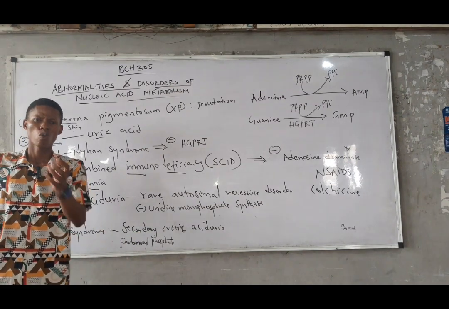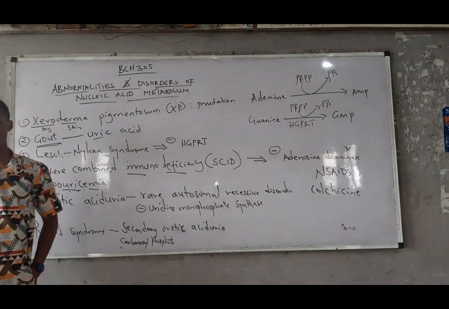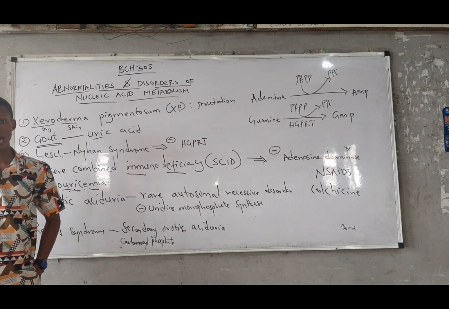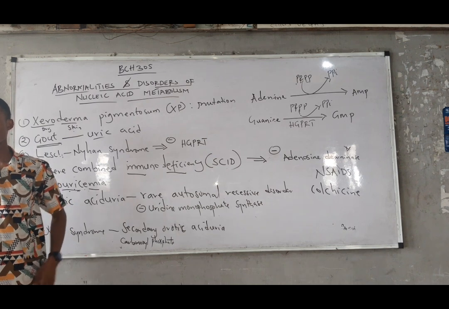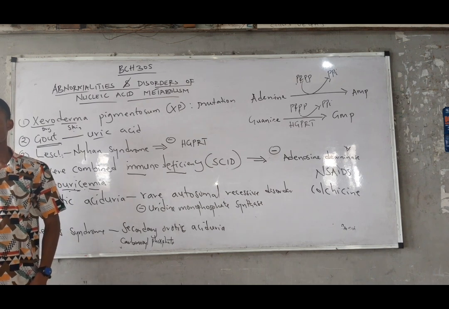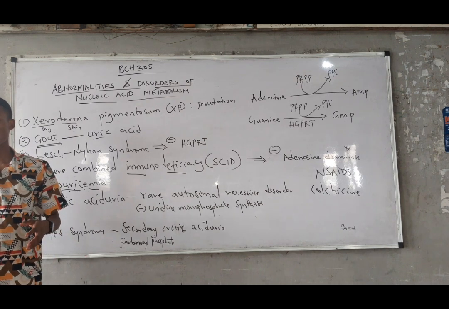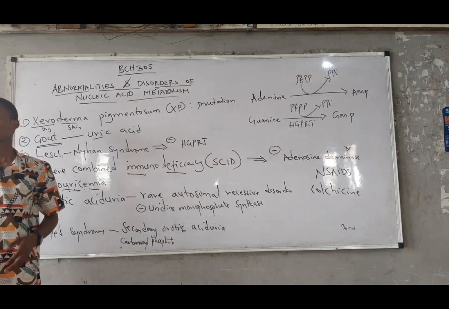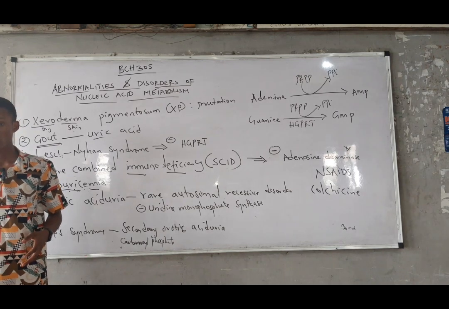But it's a sign something must be wrong. What do you think can lead to hypouricemia? Decreased uric acid production, right? That is decreased breakdown of purine. Another thing is decreased reabsorption.